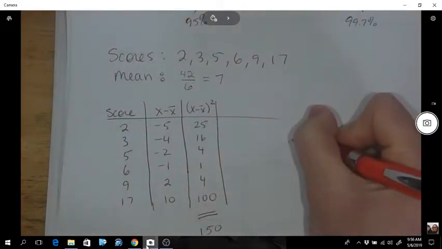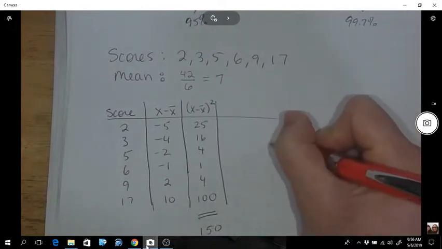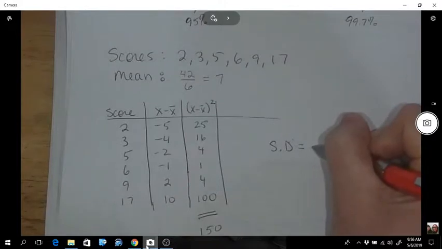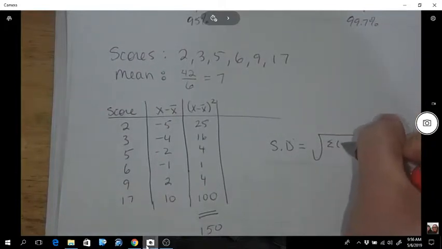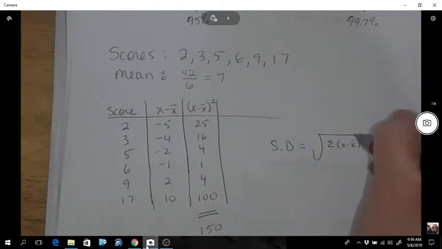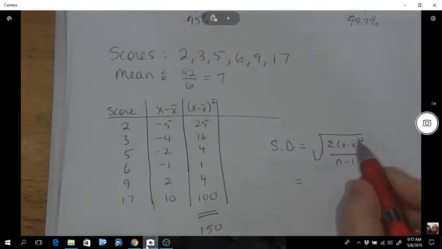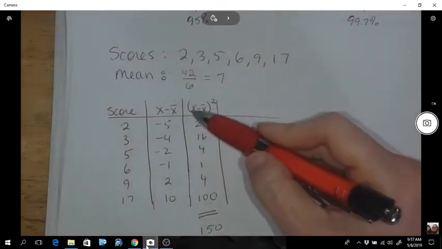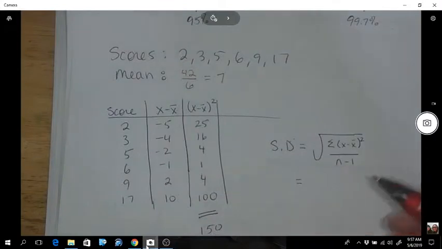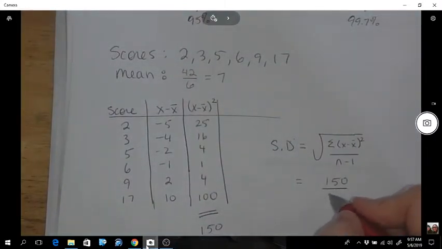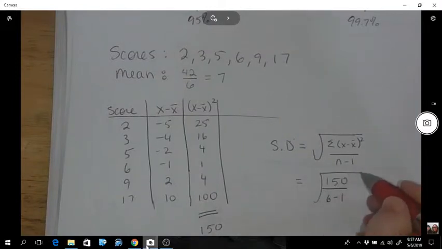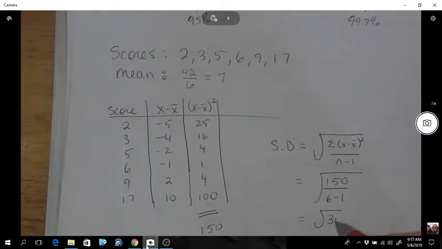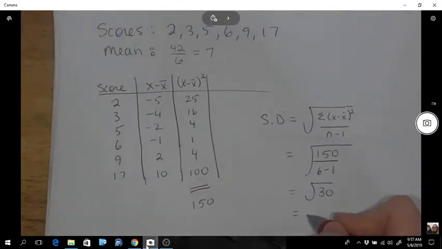Let's plug this into the formula. The standard deviation is equal to the square root of the summation of x minus x-bar, the mean, squared, divided by n minus 1. The summation of our scores minus our mean squared totaled 150, divided by n minus 1, and we had 6 scores, so we have 30 inside there. When we take the square root, we get 5.48.